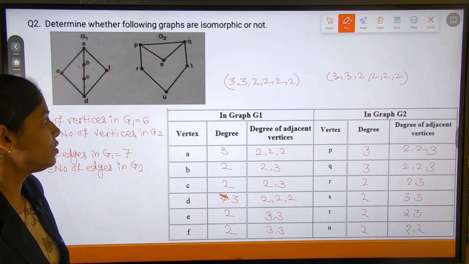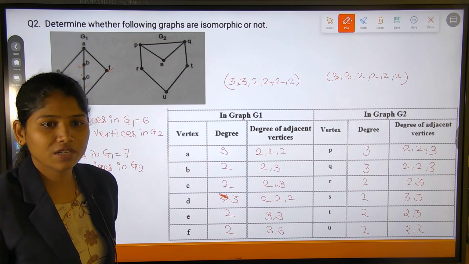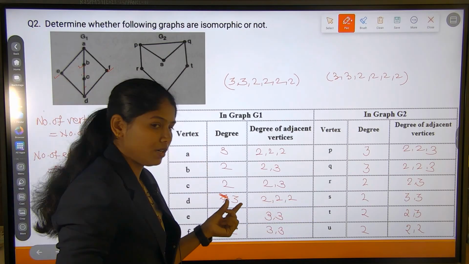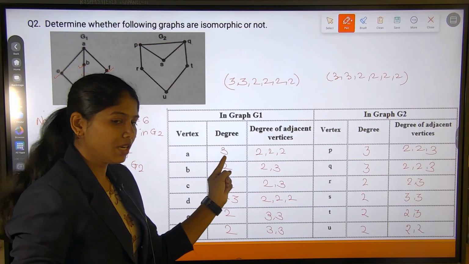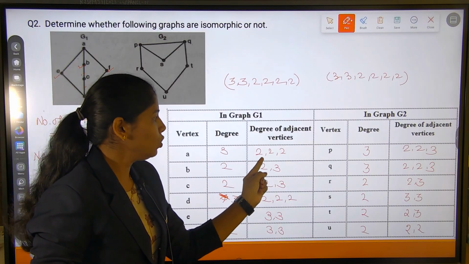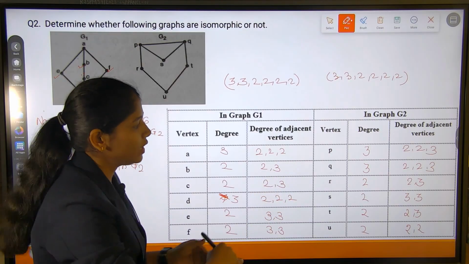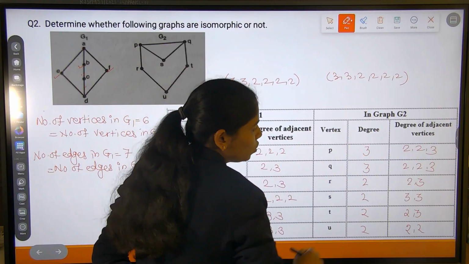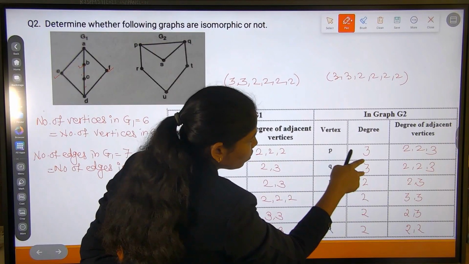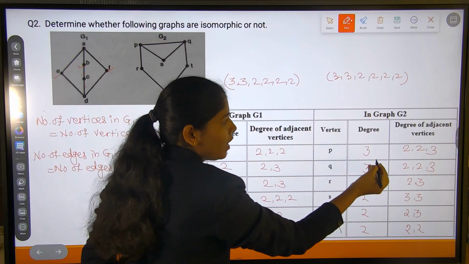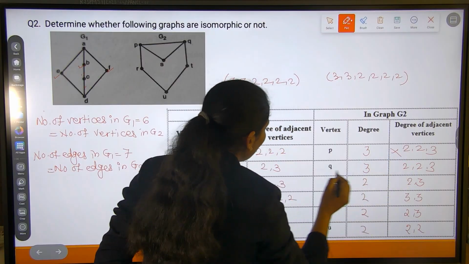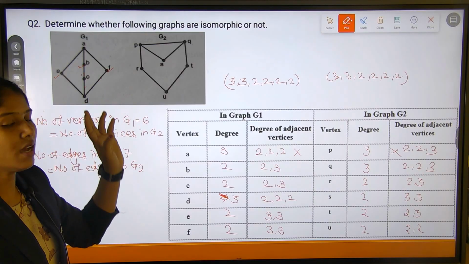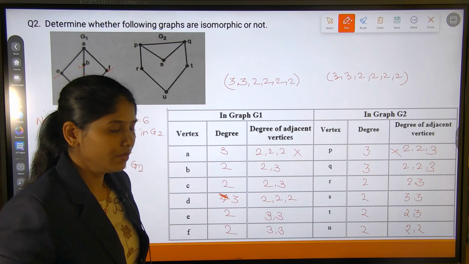Then we have to check the degree of adjacent vertices also. So, check here in graph G1, vertex A having degree 3 having adjacency 2, 2, 2, but there does not exist a vertex having degree 3 having adjacency 2, 2, 2 in G2. Here there are 2 vertex of degree 3 having adjacency 2 to 3, no same adjacency. Therefore, these 2 graphs are not isomorphic. Okay.